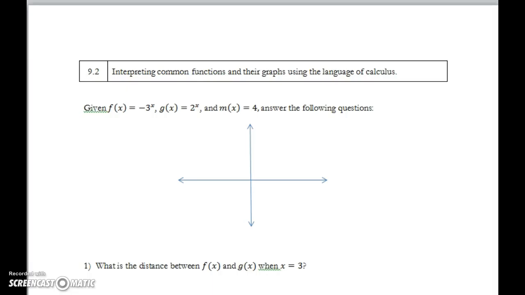Standard 9.2, Interpreting Common Functions and Their Graphs Using the Language of Calculus. Alright, so here in this problem we are given three functions, f of x, g of x, and m of x. And before I even look at the questions, let's just sketch a graph of each one, at least a rough sketch so we know what's happening.